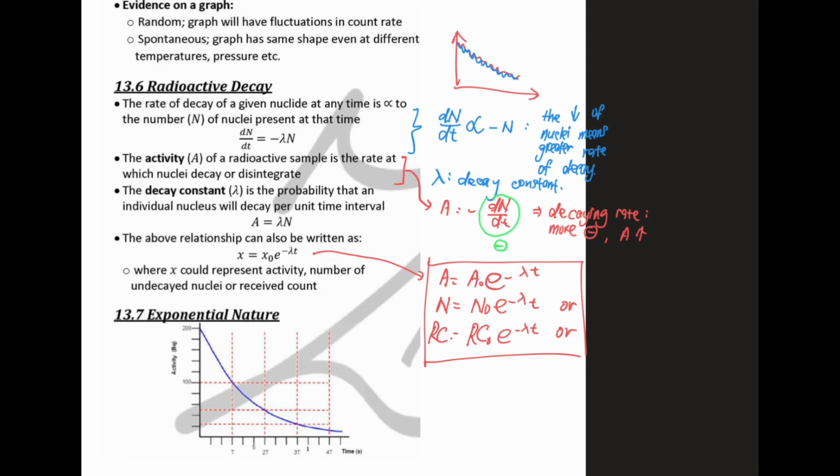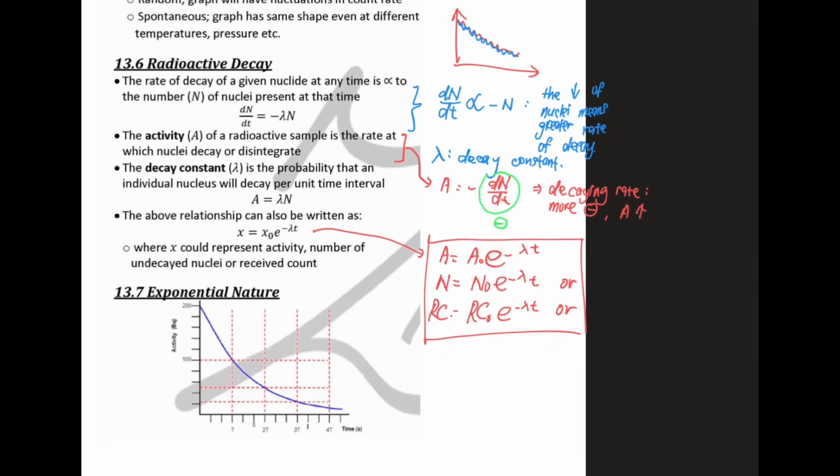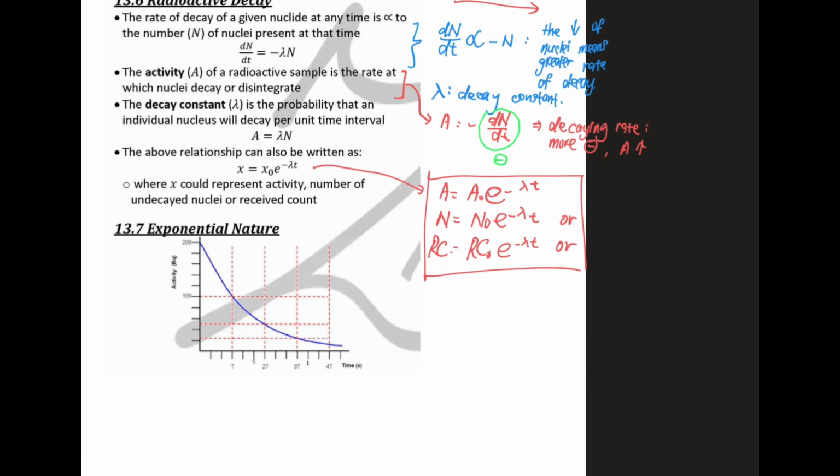Imagine you are using the Geiger-Muller counter, which is a machine to count the radioactivity. They will count how many pulse rate per unit time. So then they will present the graph as receive count per unit time, something like this graph. But the y-axis is not activity anymore. It is receive count per unit time. Receive count versus time, then the graph will be like that. Or if you use number of undecayed nuclei versus time, the graph is also like that.